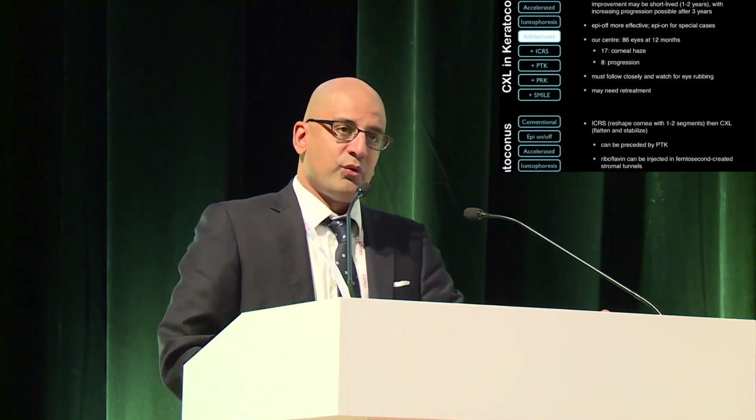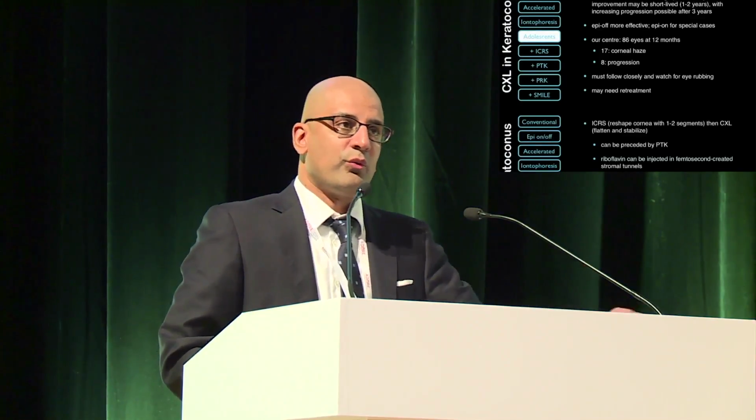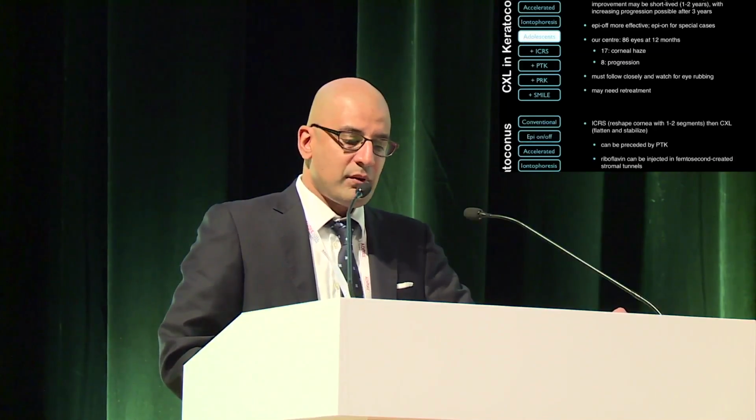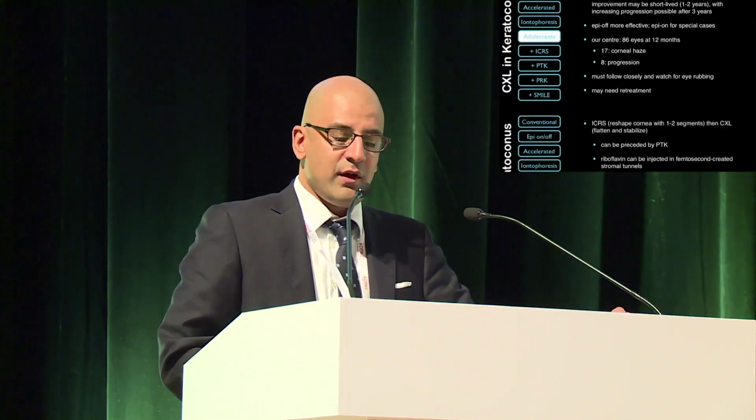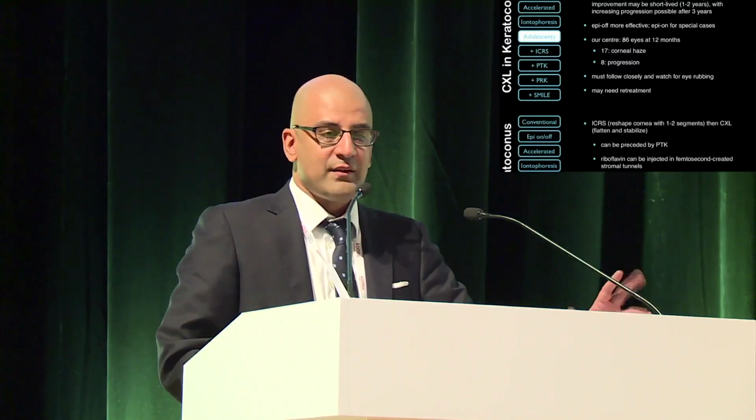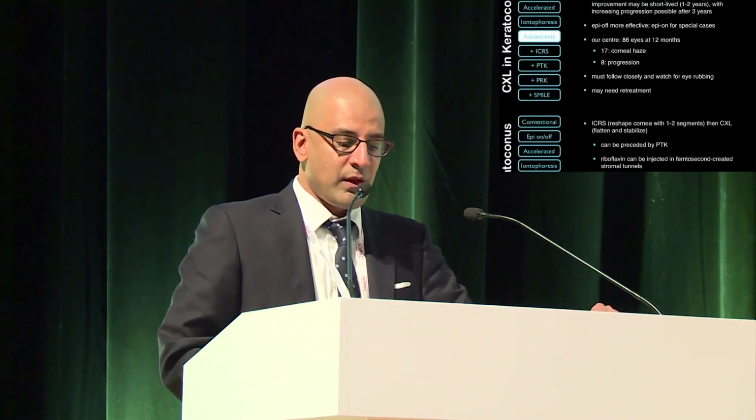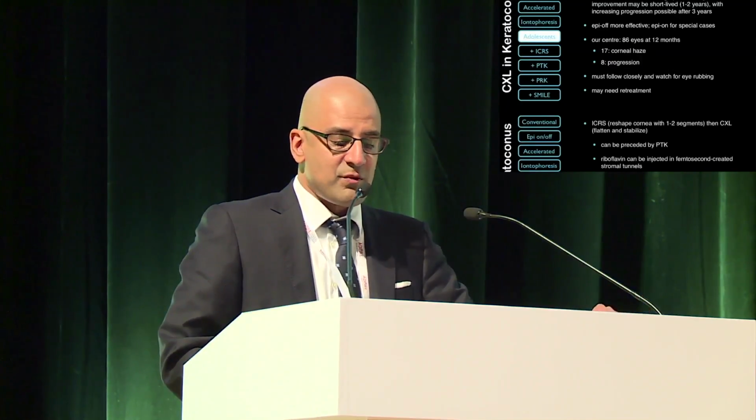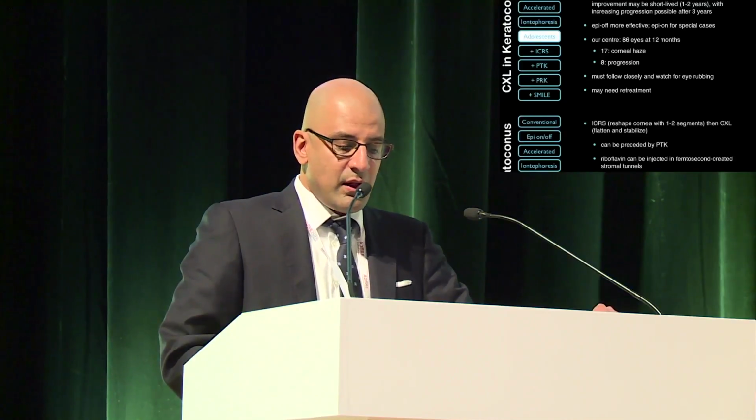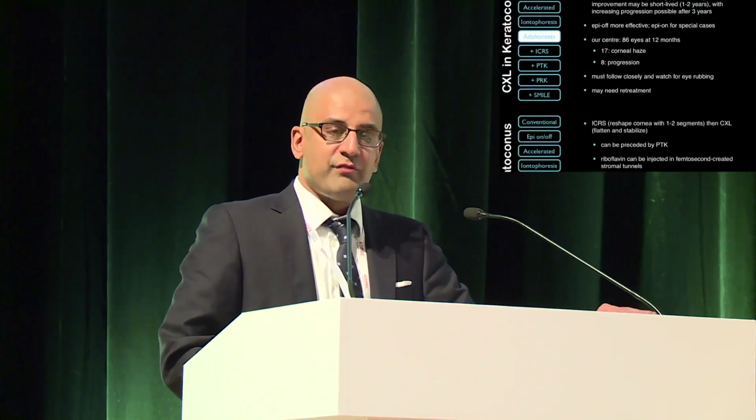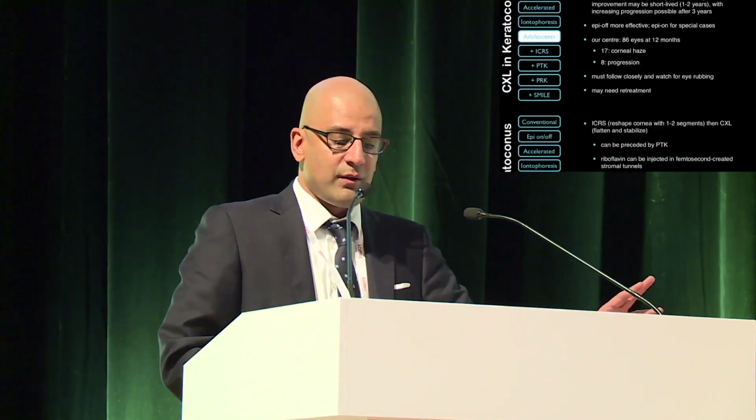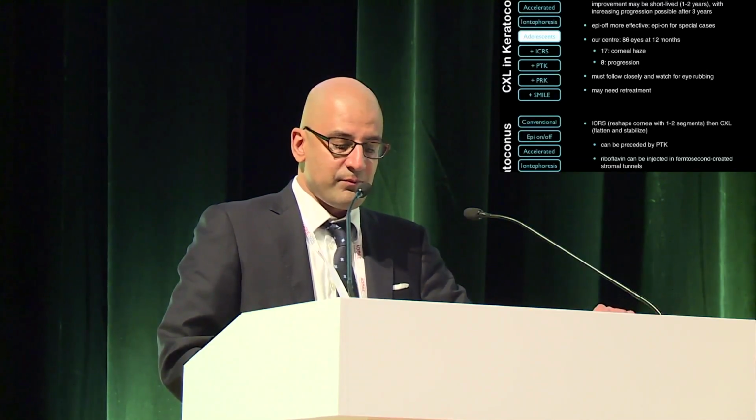Let's move on to some of the rings. So the idea with intracorneal ring segments is to reshape the cornea with 1 to 2 segments, and the purpose of cross-linking is to flatten and stabilize the cornea. I often precede this by a PTK treatment, and riboflavin can be injected into the femtosecond-created tunnels for the rings.